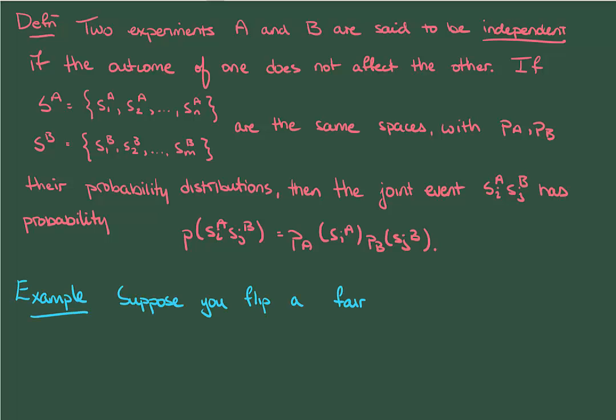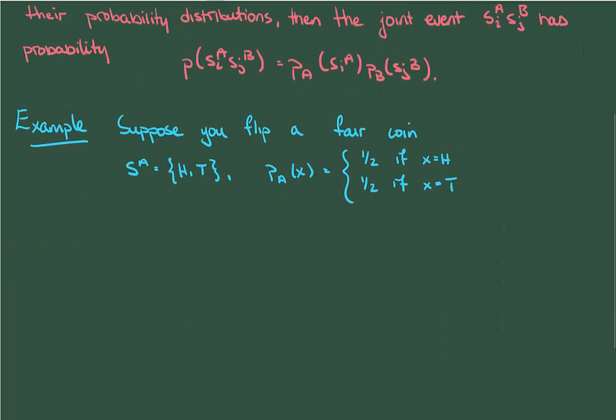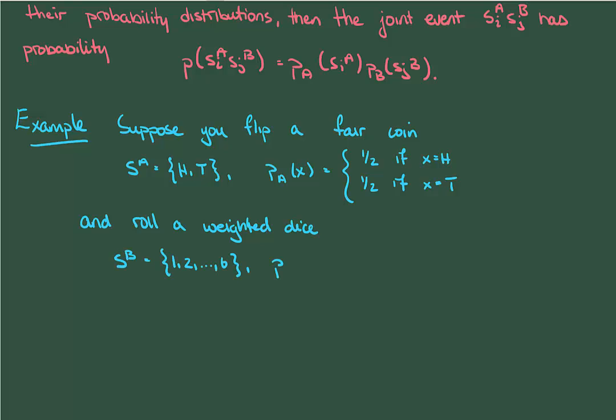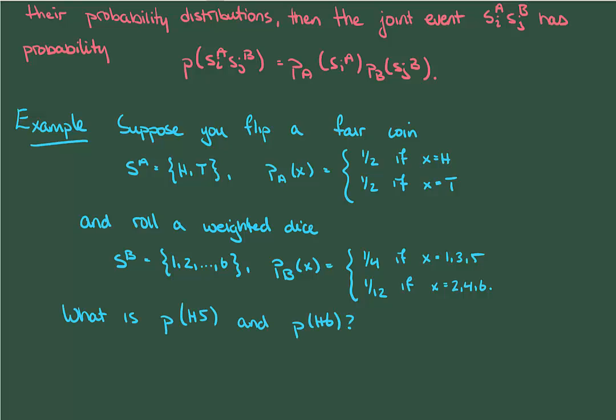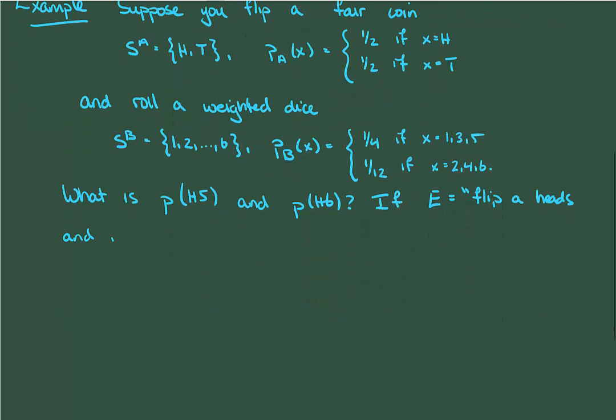Let's suppose that you flip a fair coin. The sample space is either H for heads or T for tails, and the probability of each event is exactly 1/2. For the second experiment, let's roll a weighted dice. The sample space consists of the face values 1 through 6, and we favor the roll on odd numbers over even numbers like so. To warm us up, let's compute the probabilities of a heads with a 5 and a heads with a 6. Then we'll look at the probability of a heads with an even number in general.